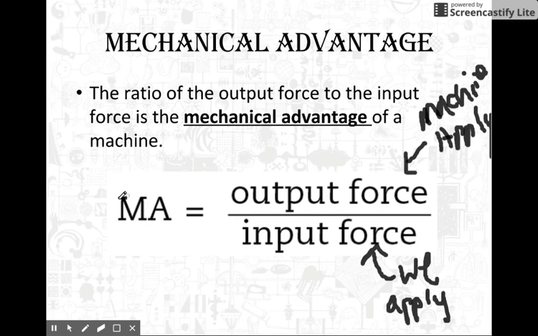So the bigger this number is, the greater than 1 it is, the more advantages to using that machine. If it's less than 1, that means that you're doing more work or more force on the object than the machine actually is. So that would be a bad machine to use. So the bigger the number, the better the machine is at doing the work for us.